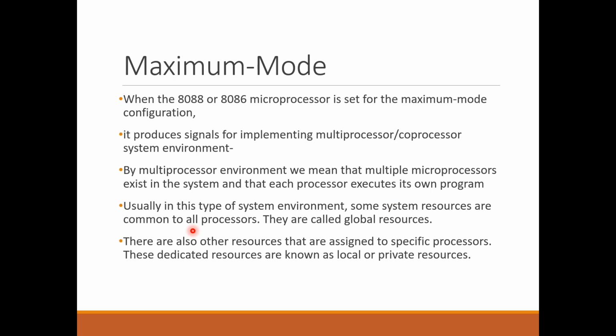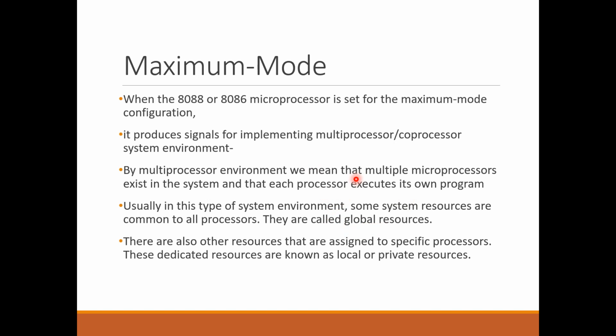The 8088 or the 8086 microprocessors can be used in the minimum mode and the maximum mode. So when they are used in the maximum mode, that means these microprocessors are working with other cooperating microprocessors. So that means there are more than one microprocessor inside this computing system, and each microprocessor in those computing systems is dedicated to perform some function.